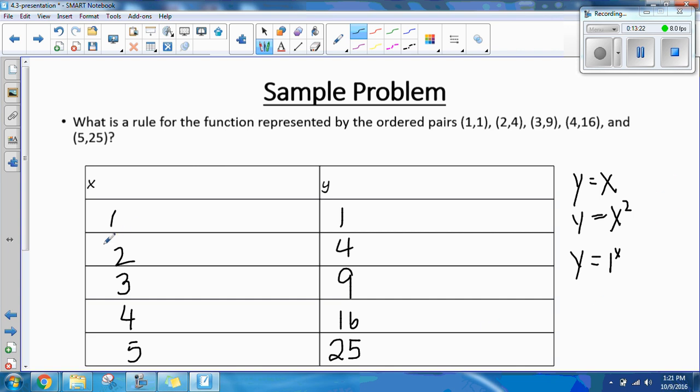Now let's see if any of these work for the second one, 2 and 4. So if I plug in 2 for x here, that should give me 2 according to this, so that is definitely gone. If I plug in 2 for x here, 2 to the 2nd power does give me 4, so that works for that one. Let's just try our last equation. If I plug in 2 up here, well, 1 to the 2nd power is just 1 again, so that's definitely out. So far this seems to work. Let's try it for our next couple ordered pairs. If I substitute 3, well, 3 to the 2nd power does give me 9, and 4 to the 2nd power is 16, and 5 to the 2nd power is 25. So our rule for this one is y equals x to the 2nd power.